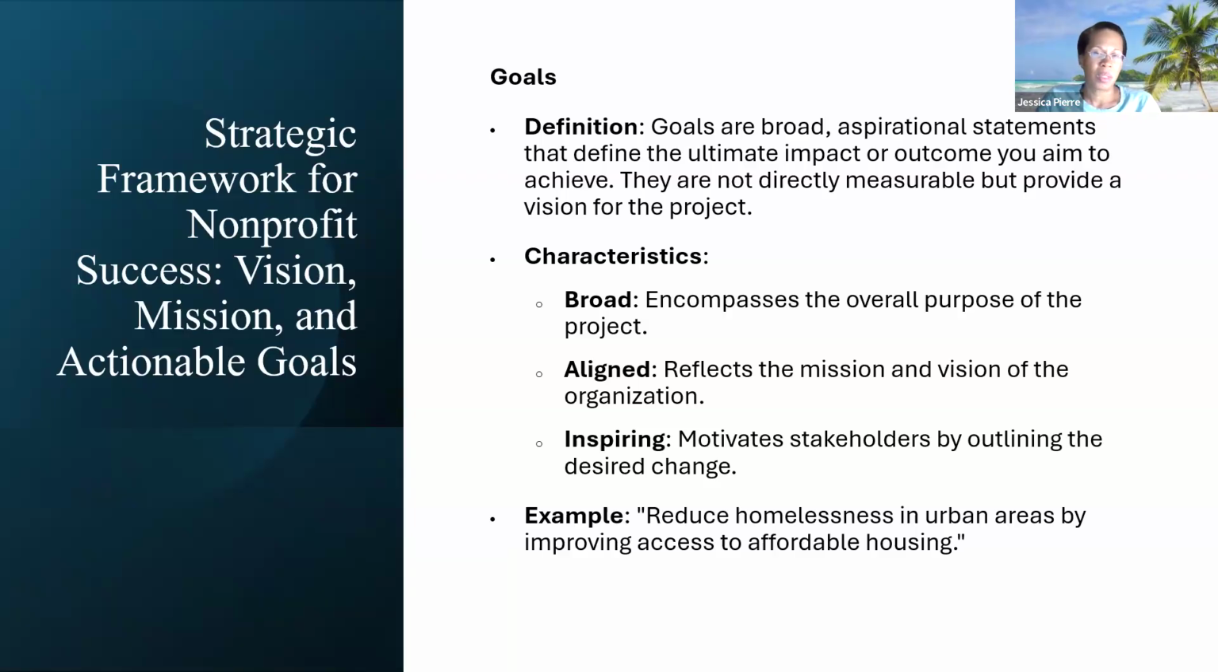So it sounds like goals are kind of like the vision statement, but with a little bit more detail. Yeah, because the goals are really the final impact that you want to make. You know, the vision is much broader and conceptualized. But goals begin to break it down even more.